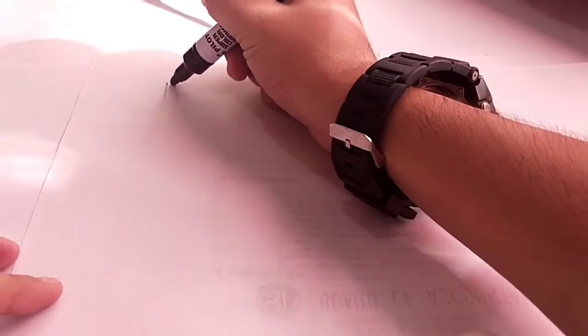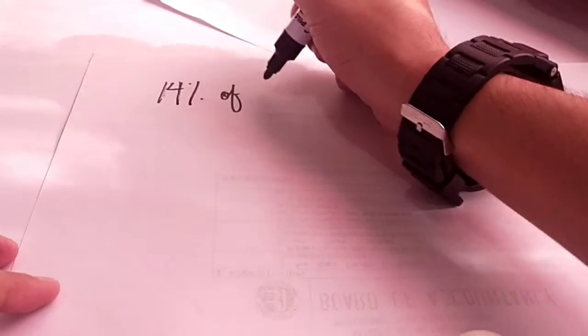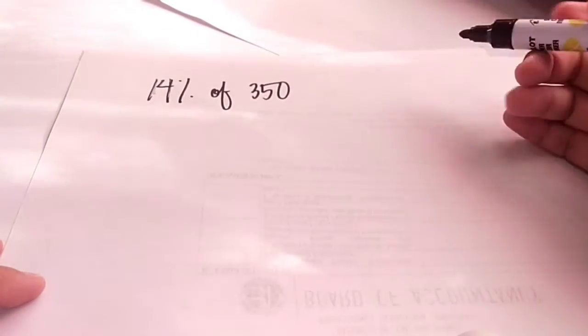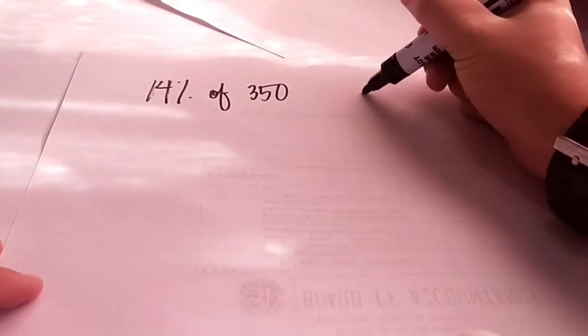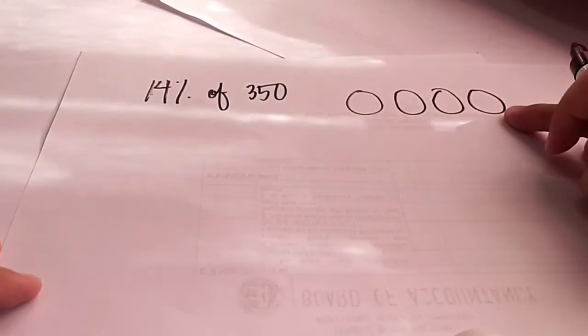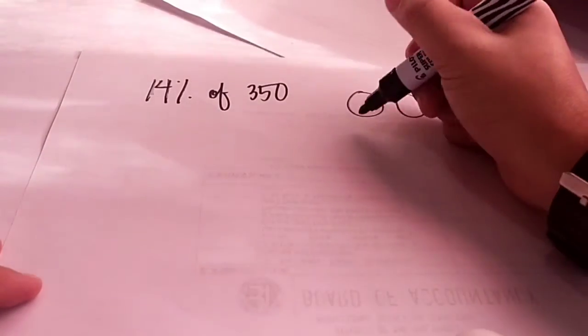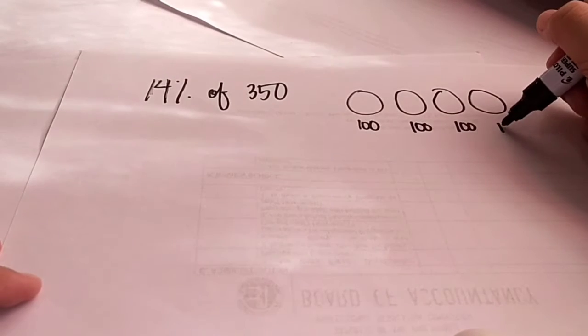Third example is a little bit difficult, but with the easy tricks, we will solve it easier. So we have 14% of 350. Here there's an extra 50, which is half of the 100. We put here another circle. Okay, so I just make it 4. So this is 100, 100, 100, and 100.